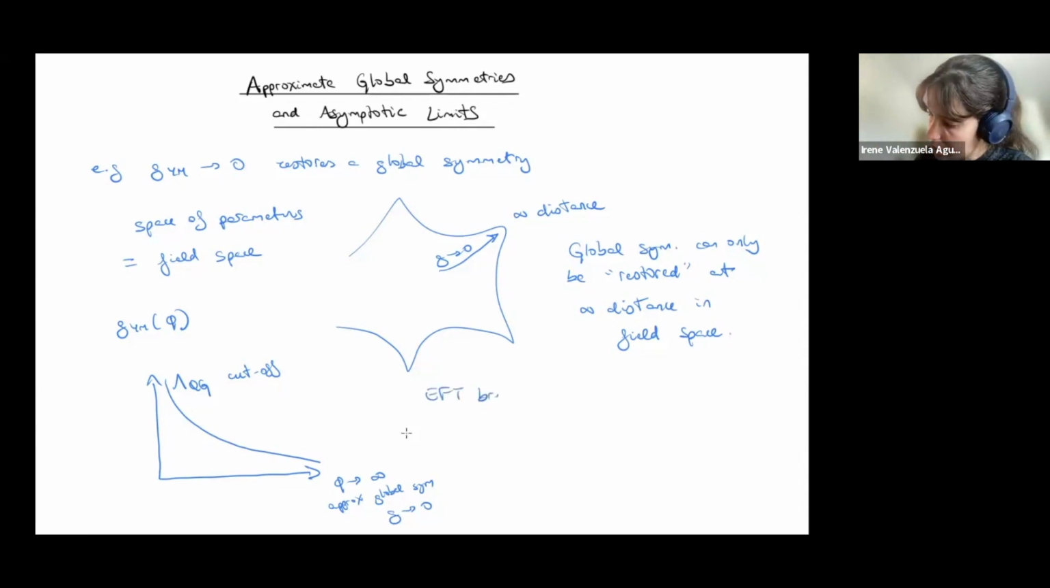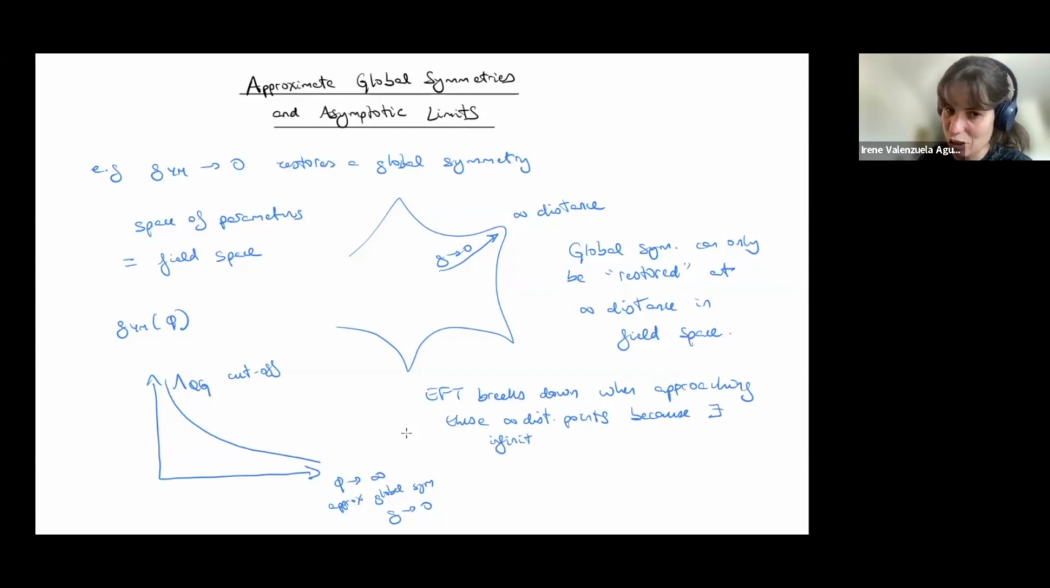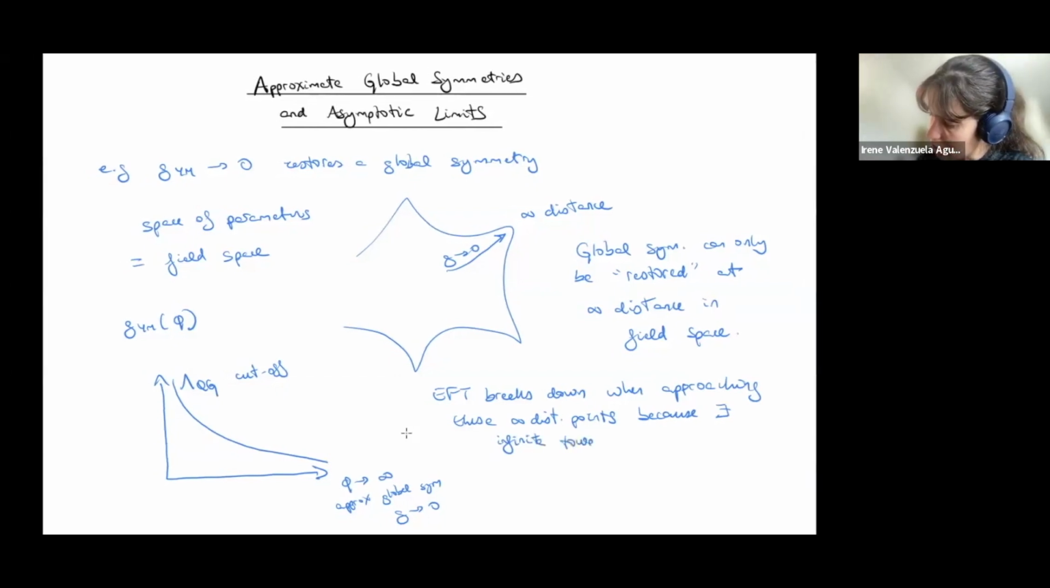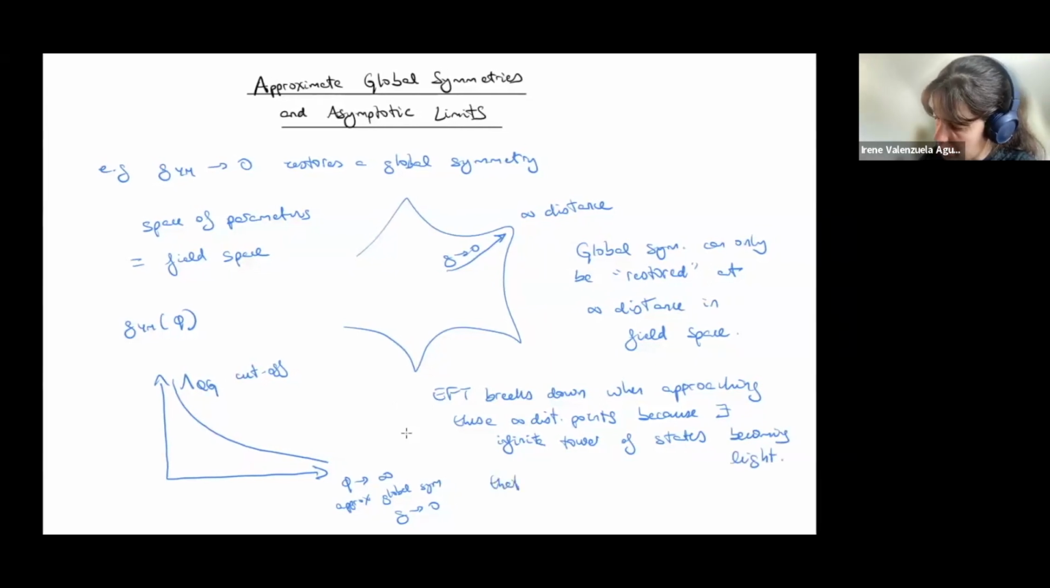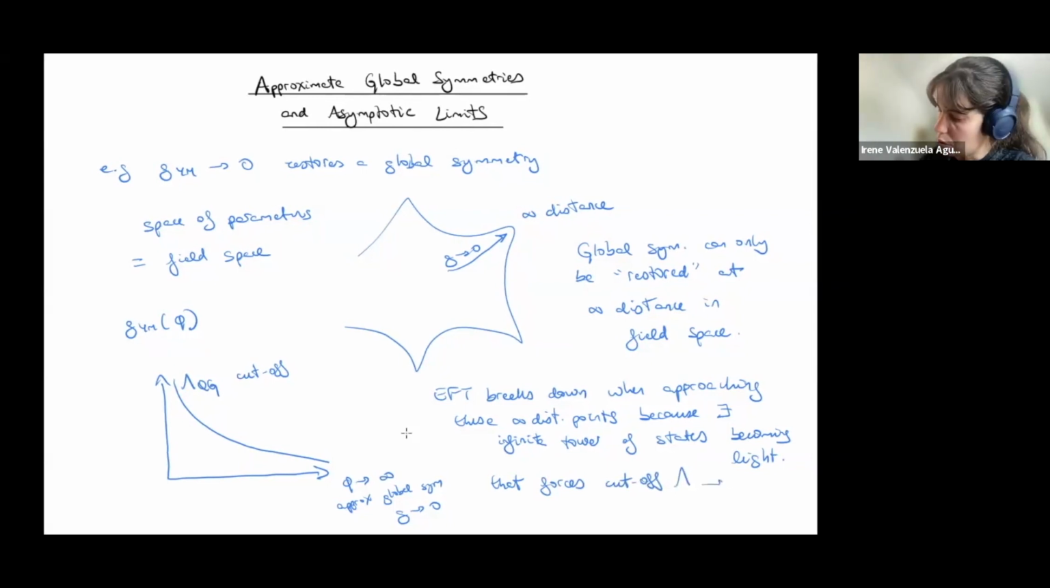So the point is that the EFT breaks down when approaching these infinite distance points, okay? Because actually what we find, and this I will describe in more detail, is that there are infinitely many new fields that arise. So you cannot just consider this in QFT. There is an infinite tower of states becoming light. And this forces the cutoff of the EFT to go to 0.